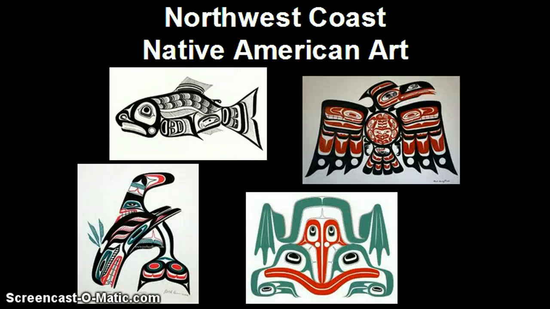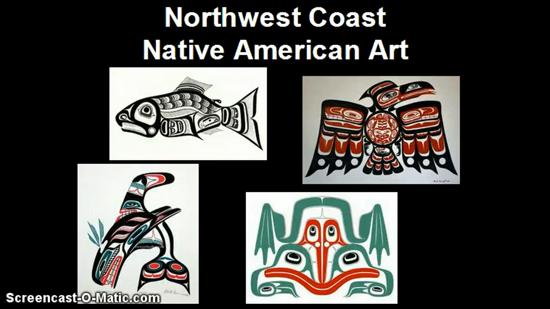Notice that you can recognize these animals and tell what they are, but they don't look very realistic. They don't look like a photograph of the animal. And that is what we call stylized, because the Northwest Coast artists use particular shapes in a distinct way to form their animals. There are three shapes that are used over and over again.